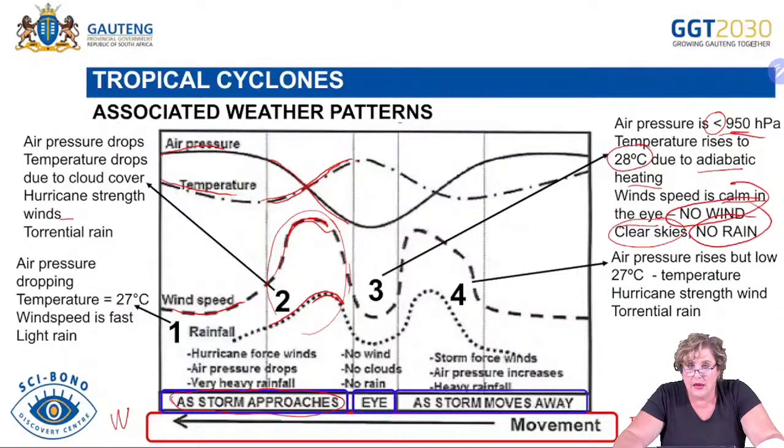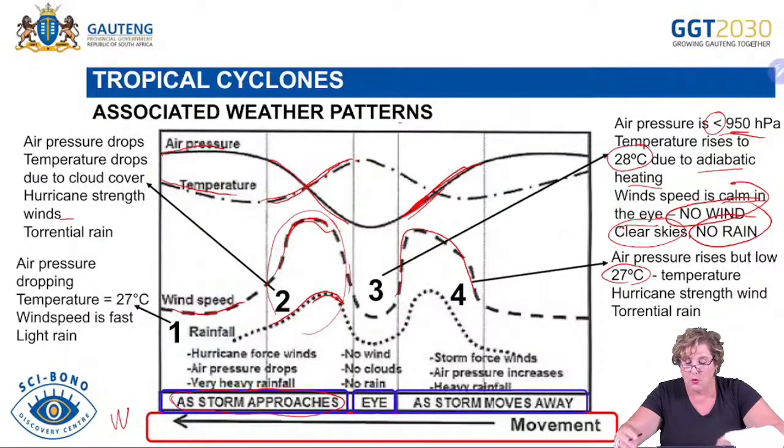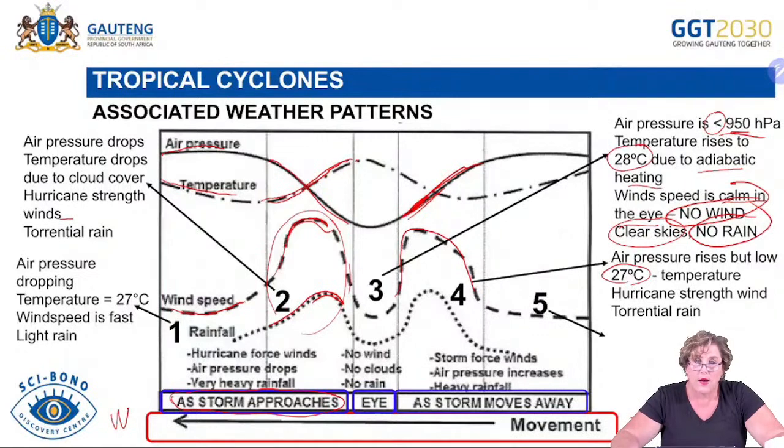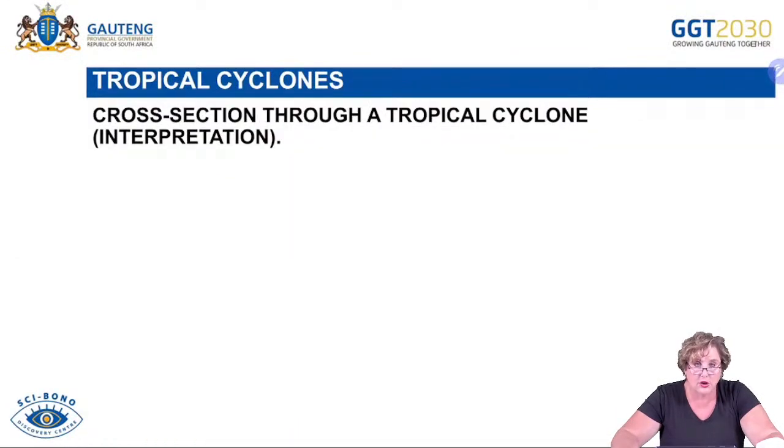Number 4, air pressure starts rising again. Look at my air pressure. There it starts rising again. But the temperature is low, 27 degrees. There's my temperature, it's going to start increasing. I still have wind speed of hurricane strength, and I will have torrential rain or heavy rainfall. That's the trailing part. Number 5 is when this tropical cyclone is now over, everything starts to normalize. You'll see there temperature, wind speed, air pressure, and it is gone.